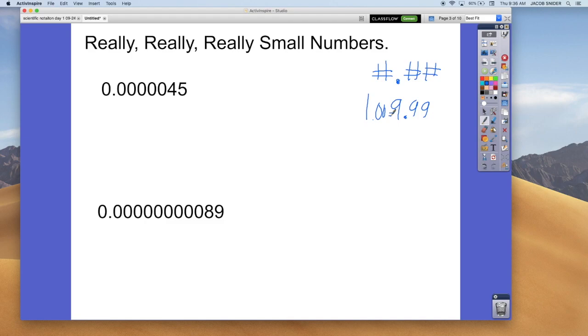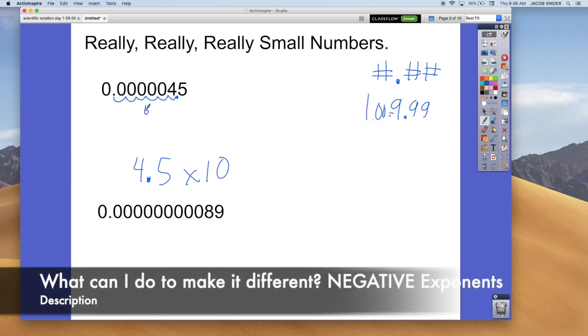So I know it's going to be here. Okay, so I know my new answer is going to be 4.5 times 10 to the something again. Now, how many spots would I move it? 1, 2, 3, 4, 5, 6. 6 spots.